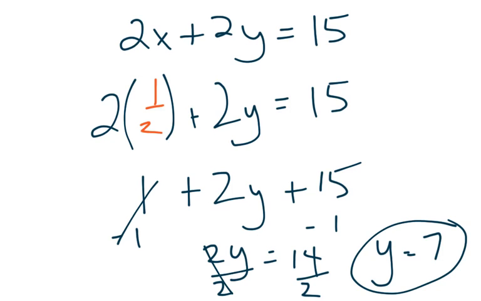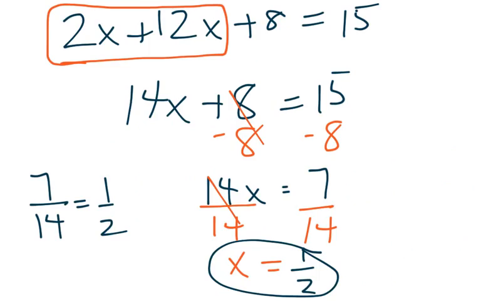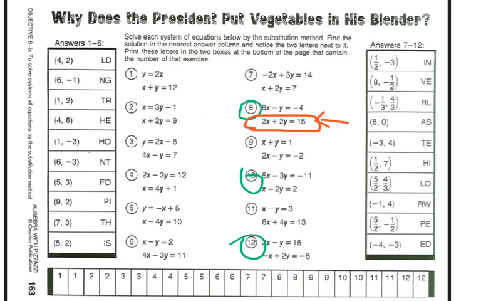So we do have the answer. x is 1/2, and y is 7. And it's okay that x is a fraction. Fractions are numbers just like whole numbers are numbers. So let's go back to the original, and we have right here, we have 1/2 and 7.